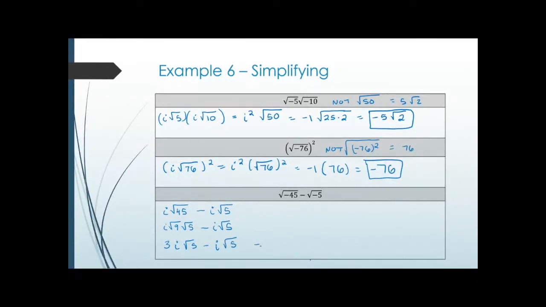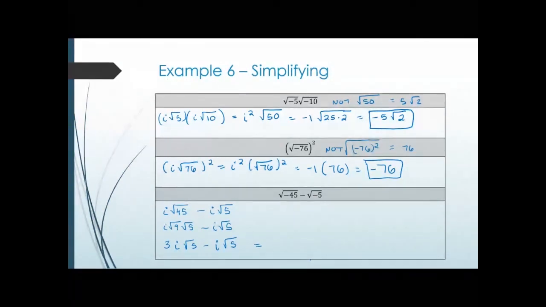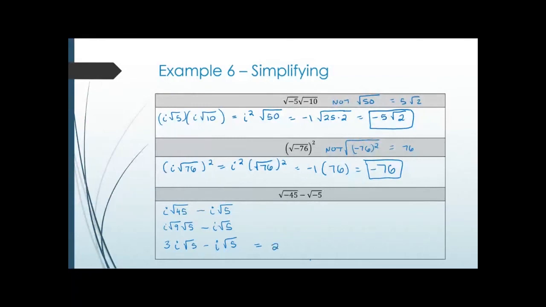These are considered like terms because they both have the imaginary unit and they both have square roots of 5. So I can do this as 3i minus i, which is 2i. So this will give me 2i and then times the square root of 5. Or you can write this as 2 square root of 5 i. So you pull your i out and then you simplify your square roots just like you would anything else. And then in order for things to be like terms, they both have to match with the square root and match with the i.